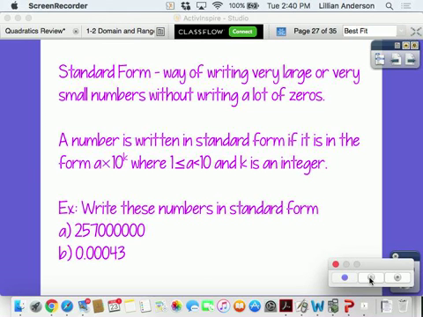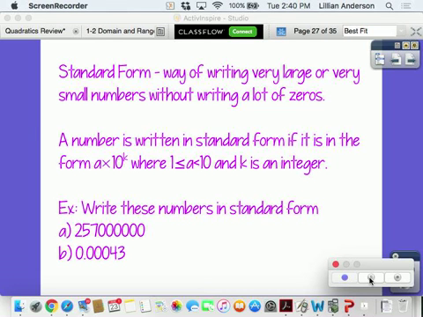Standard form is just one way to write super large numbers or super small numbers, okay? Standard form is written in the form of a times 10 to the k, where a is in between 1 and 10, and k is an integer. You guys have seen that notation. What was it called back in Algebra 1? A times 10 to the k. Say again? Scientific notation.